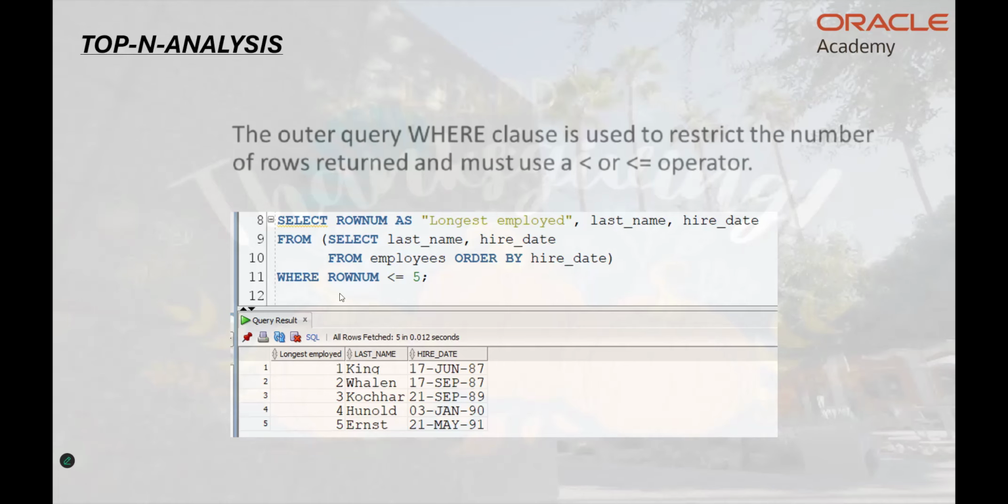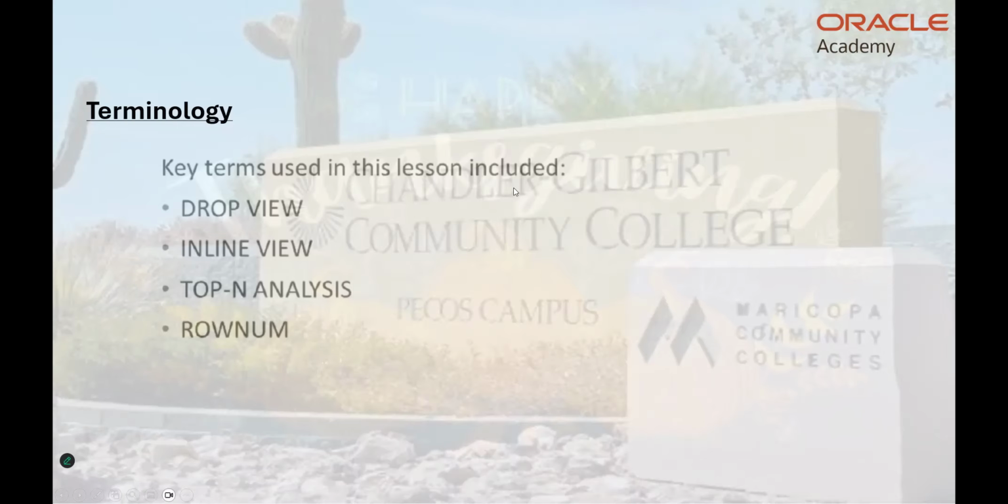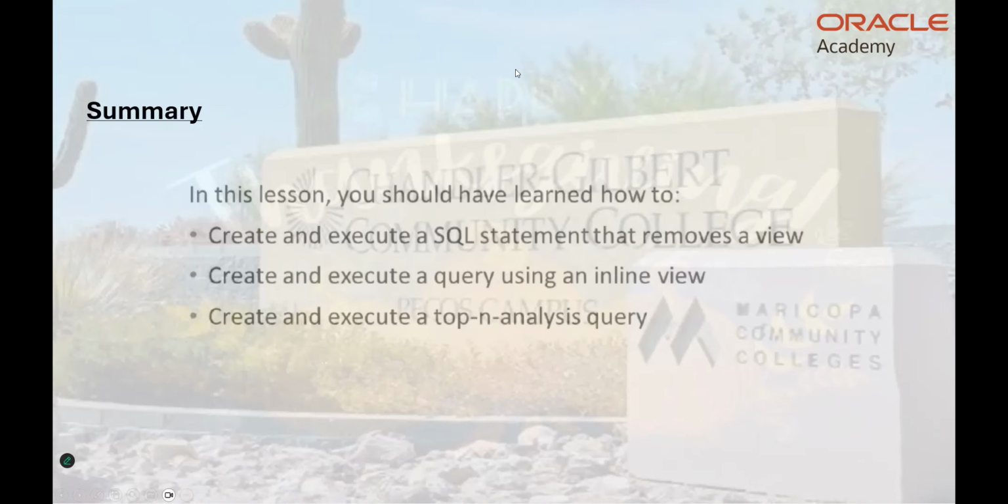Views are pretty important. They become very useful. Dropping a view, DROP VIEW name, inline views, top-N analysis, and ROWNUM, kind of the same idea here. So yeah, it wasn't too bad.